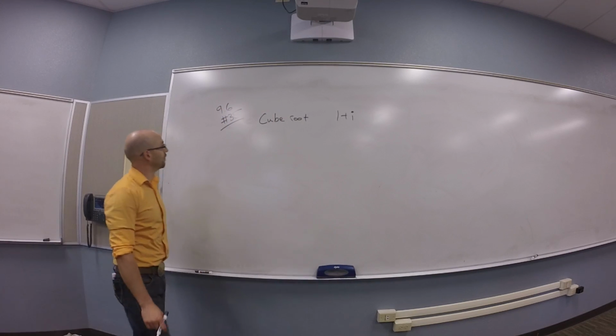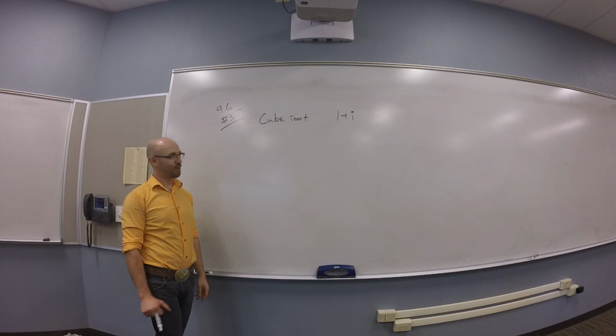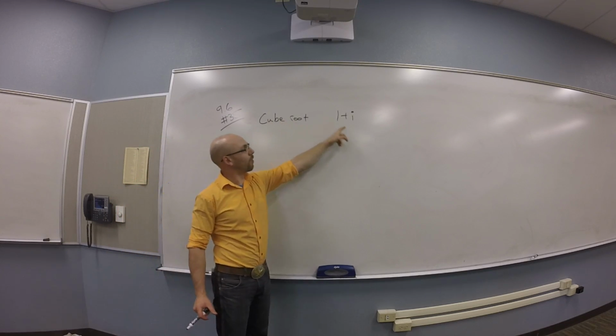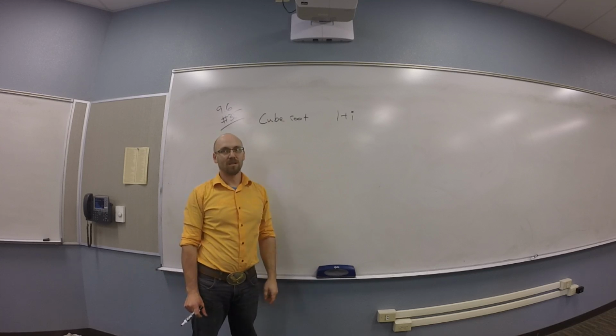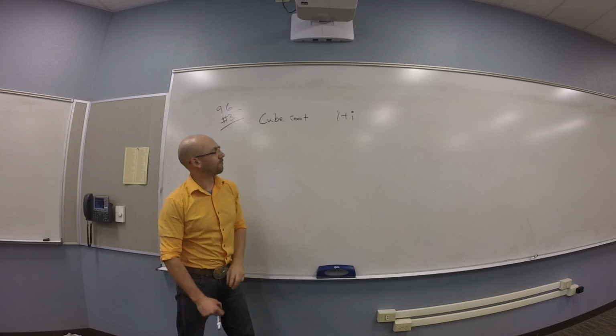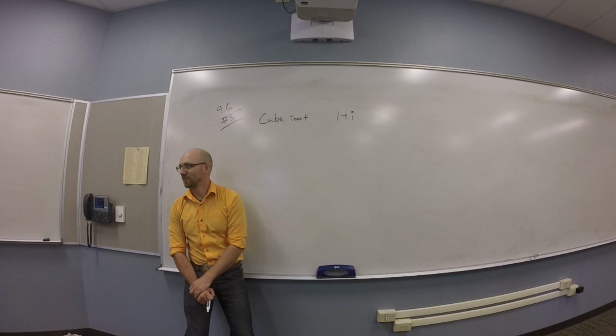So let's try to do 9.6 number 35, that's actually from 9.6 and not 10.1. I would like to cube root the complex number 1 plus i. Okay? So how do you take roots of complex numbers? I think I need to convert to polar. Right, to polar.